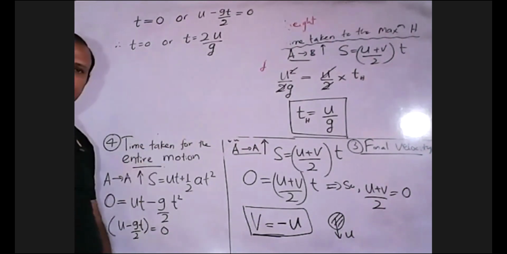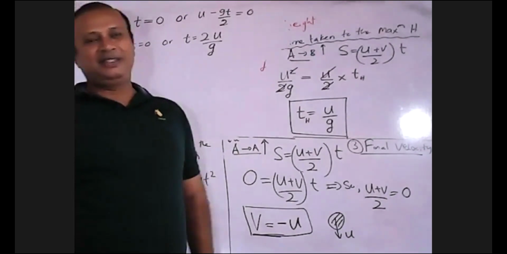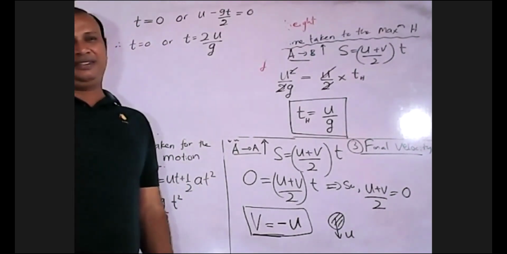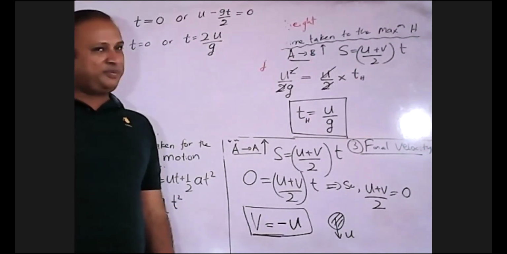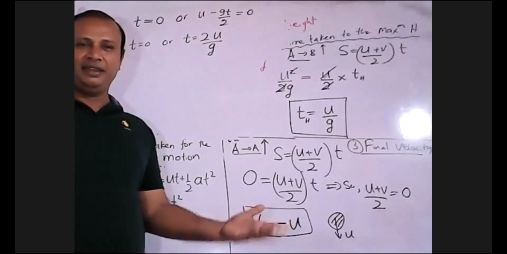Time cannot be equal to 0. Time cannot be negative, but it can be equal to 0. The entire journey. Actually, both are correct.